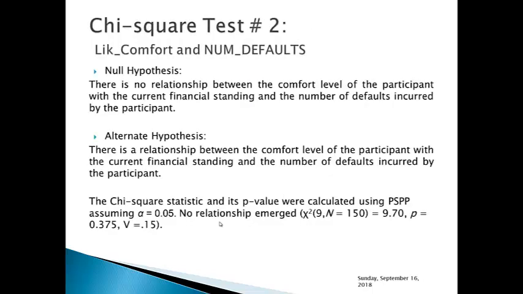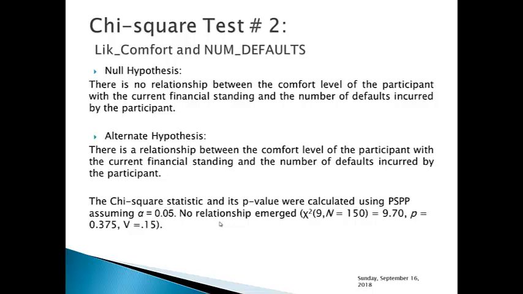We go to chi-square test 2 for the life comfort and num_defaults. The null hypothesis in that test indicates that there is no relationship between the comfort level of the participant with the current financial standing and the number of defaults incurred by the participant. The alternate hypothesis states that there is a relationship between the comfort level of the participant with the current financial standing and the number of defaults incurred by the participant.